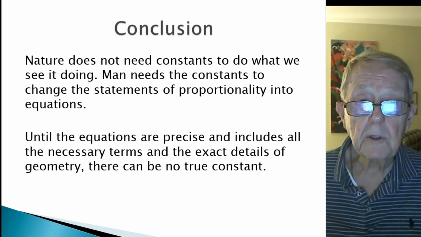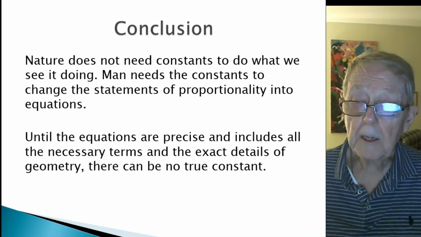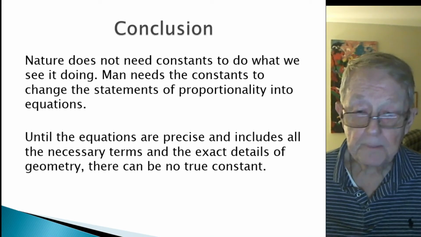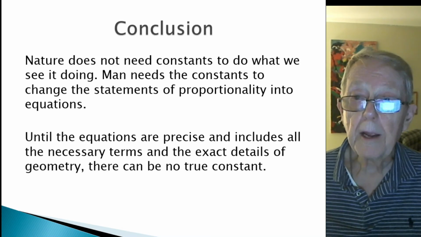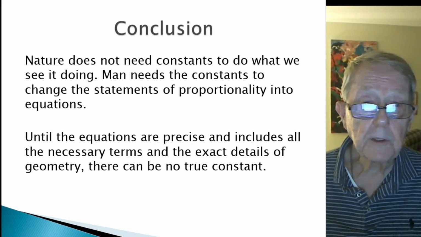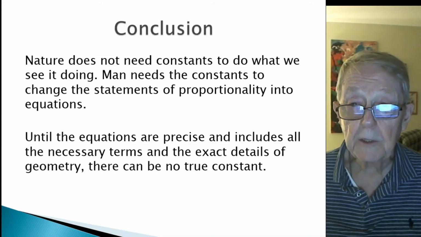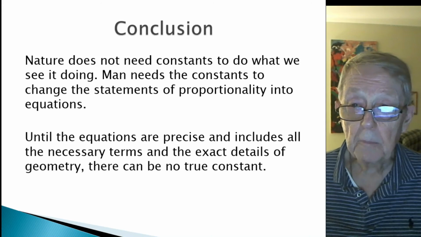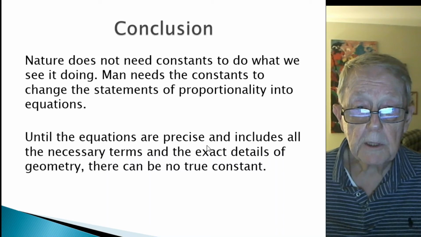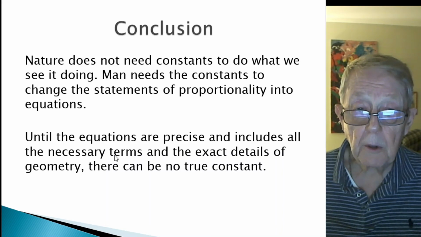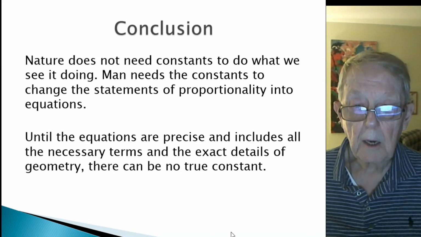Man needs constants to change the statements of proportionality into equations. You got all kinds of other constants, Planck's constant, Boltzmann's constant, and on and on. You go out and see the whole list of man-made constants, and all are based on equations, and all the equations make big assumptions and therefore are not precise. Until the equations are precise and include all the necessary terms and exact details of geometry, there can be no true constants.